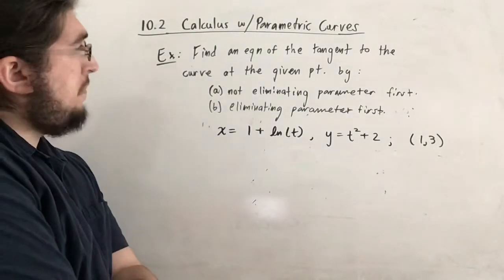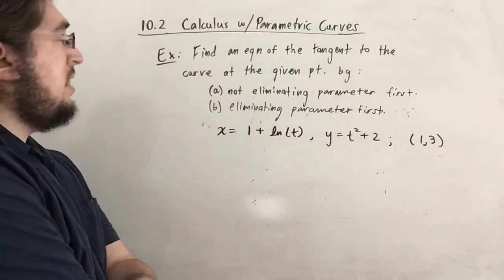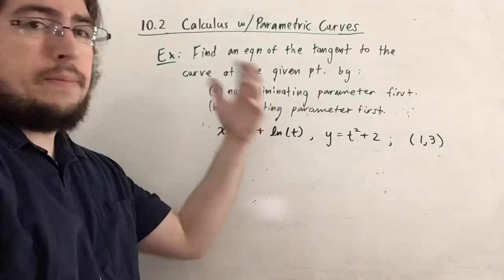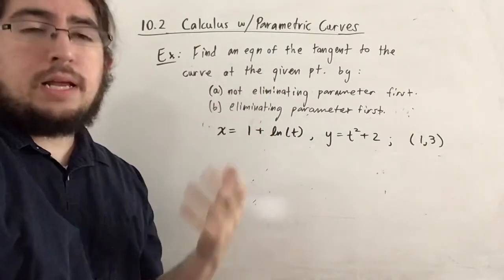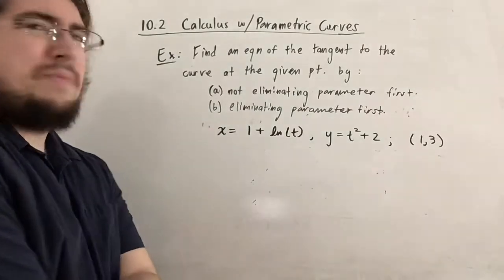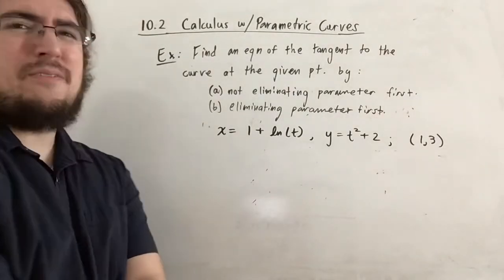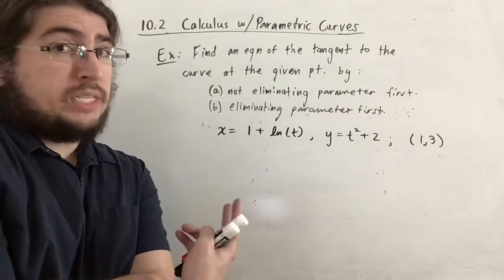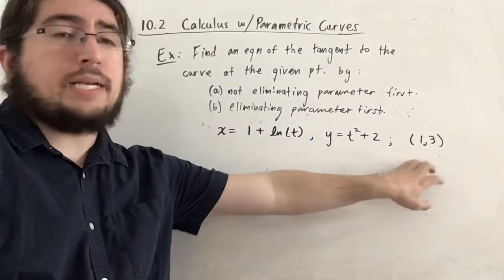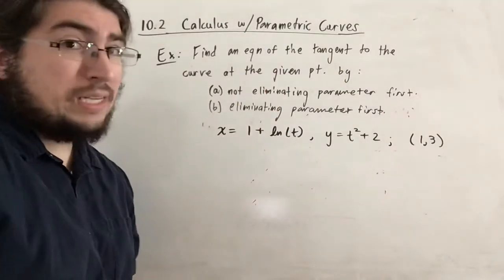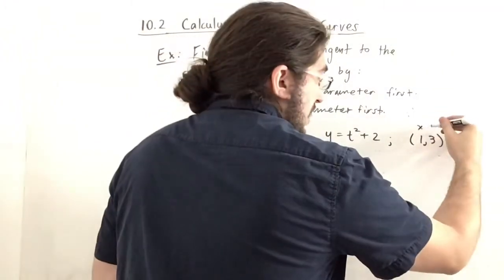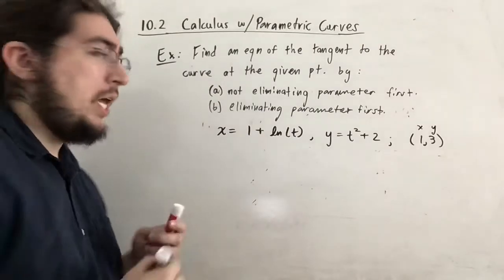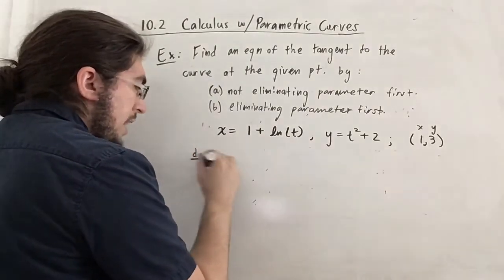All right, so let's read this example. It says, find an equation of the tangent to the curve at the given point by doing each of these: first, not eliminating the parameter first, and secondly, eliminating the parameter first. At first it may seem like a lot is being asked of us, but in reality the procedure should be kind of clear. It's basically saying find the derivative, which is the slope of the tangent line, evaluated at this point. Now it says point. What does that imply? That implies that this is an x value and this is a y value, so keep that in mind. Now the derivative is the slope of the tangent line, and remember that is just dy over dx.